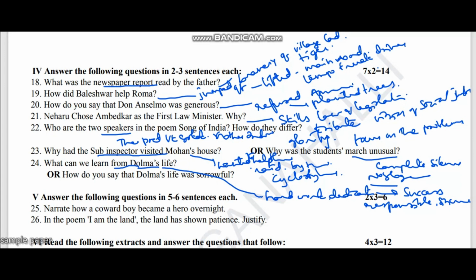How do you say that Dolma's life was sorrowful? Dolma, at the age of just 11, lost her mother. And then she also lost her elder brother. But she did not lose hope, though she faced financial problems later and her father was also bedridden.